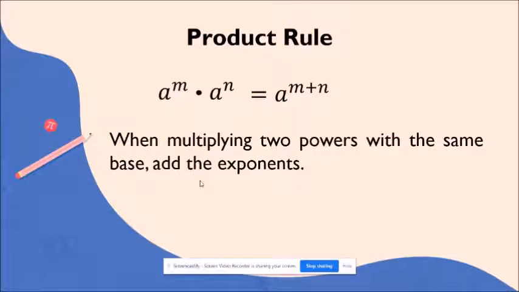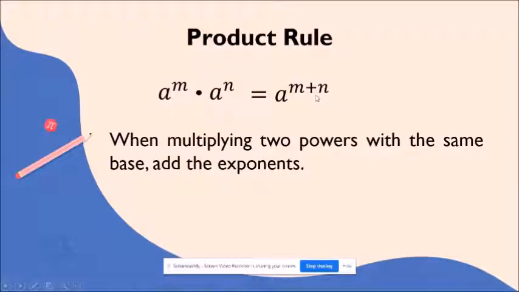Okay, now this is the product rule of exponents. So please take a look at our general formula. Let's have a to the power of m multiplied by a to the power of n. That is equal to a raised to the power of m plus n. What does it mean? Meaning to say, when multiplying two powers with the same base, which is a here, you just simply add the exponents, okay? Copy the base, add the exponents.